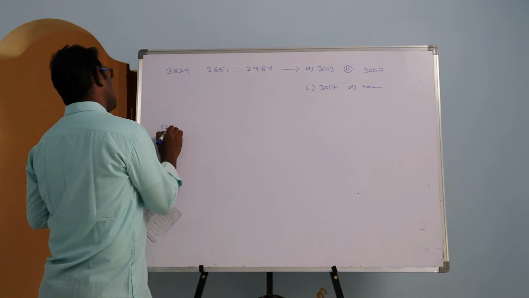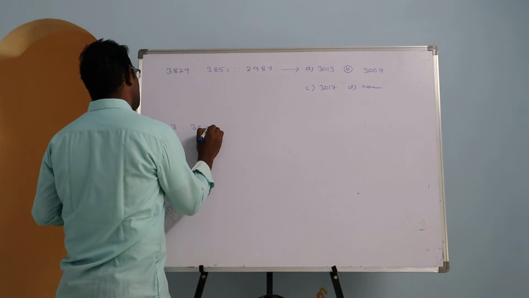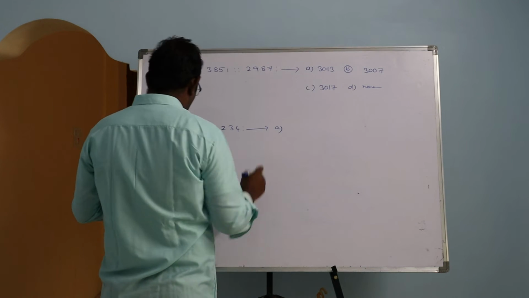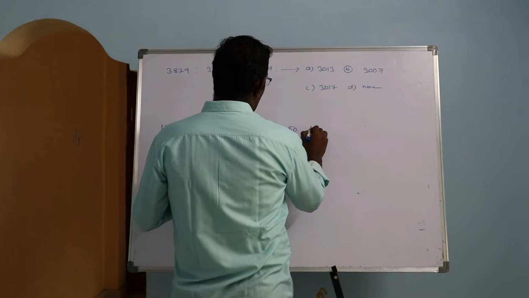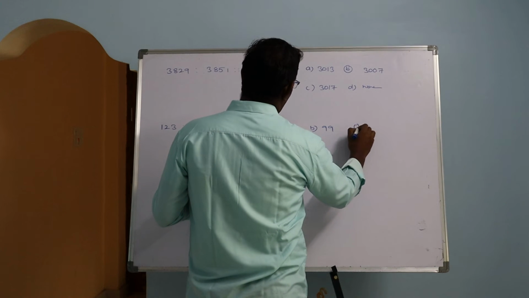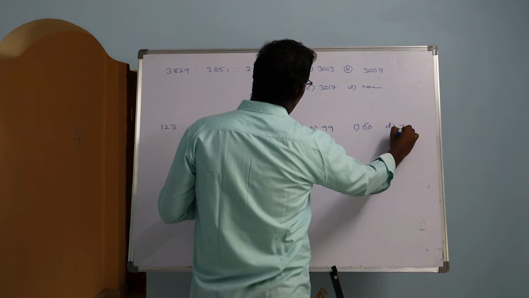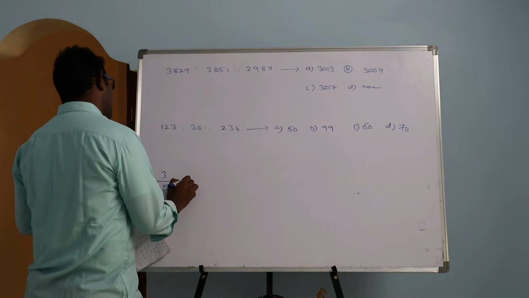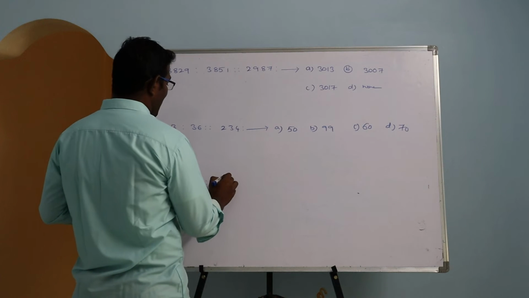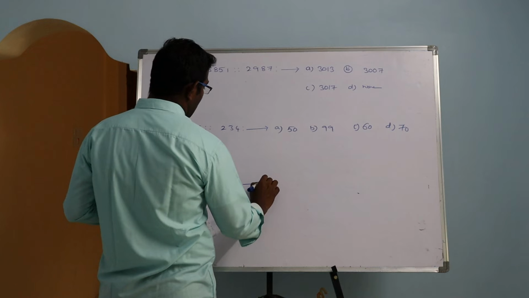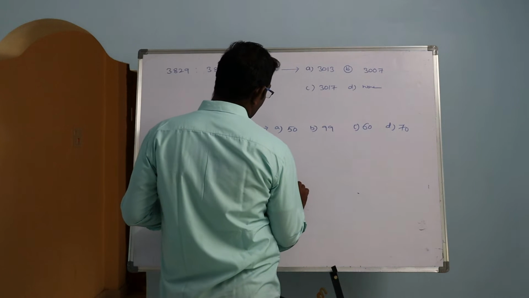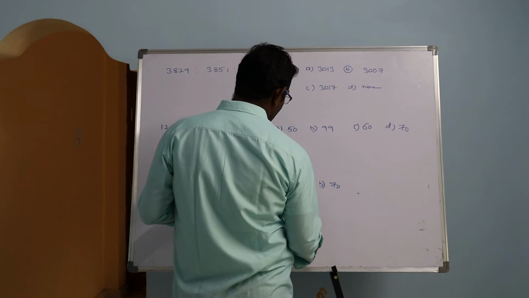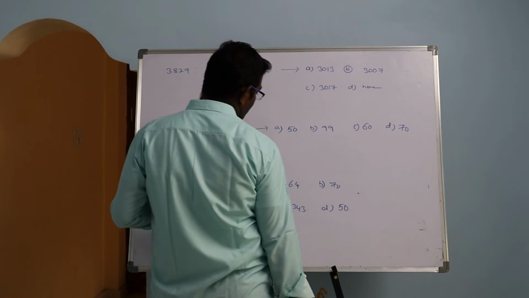Next bit, sir. 123 is to 36 as 234 is to dash. Option A is 50. Option B 99. Option C is 60. Option D none 70. Next bit, sir. 3 by 5 is 8 as 7 by 11 is dash. Option A is 64. Option B 70. Option C 343. Option D none.